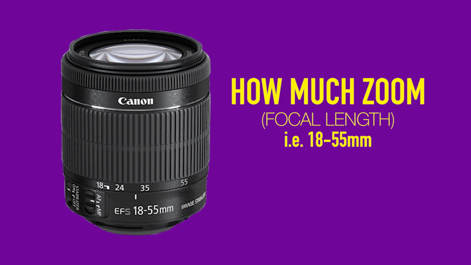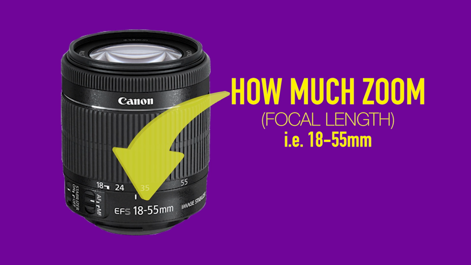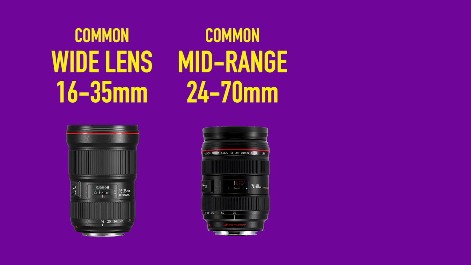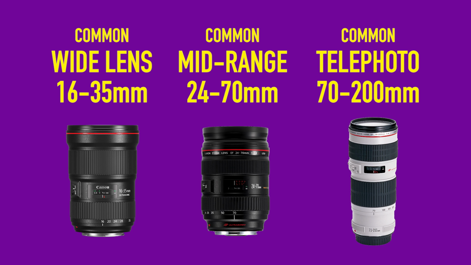When you're looking at the lens, the most important thing to look at is the focal length, which is like the amount of zoom. The lower the number, the wider. The higher the number, the more zoomed in it is. A pretty standard set would be a wide lens, which is 16 to 35. 24 to 70 is mid-range, and then 70 to 200 is a pretty common telephoto lens. Telephoto means a tight zoom lens.